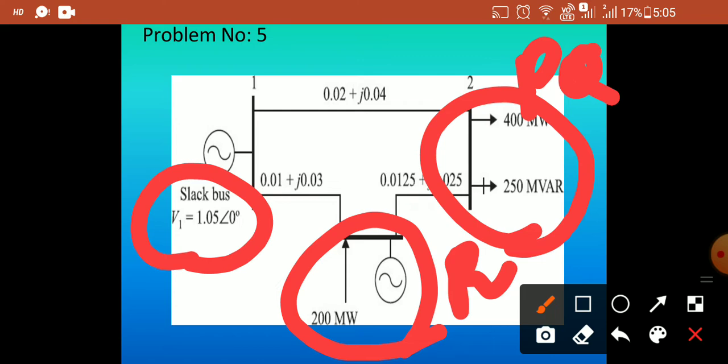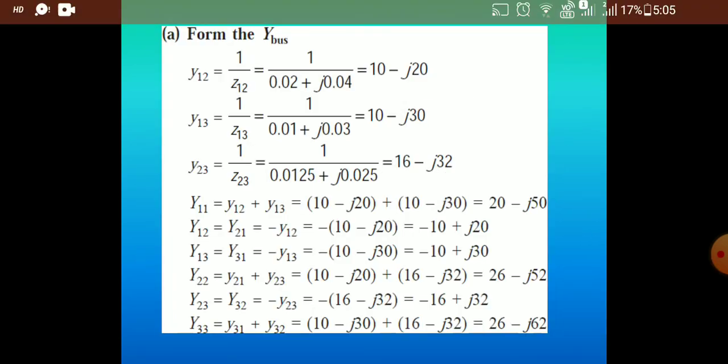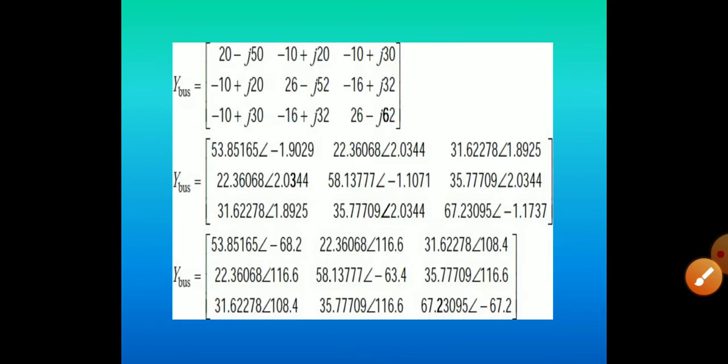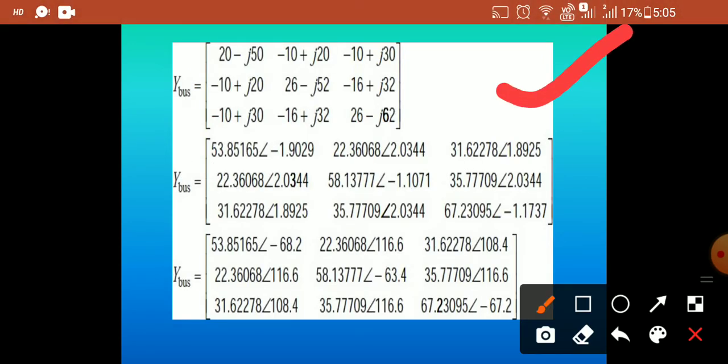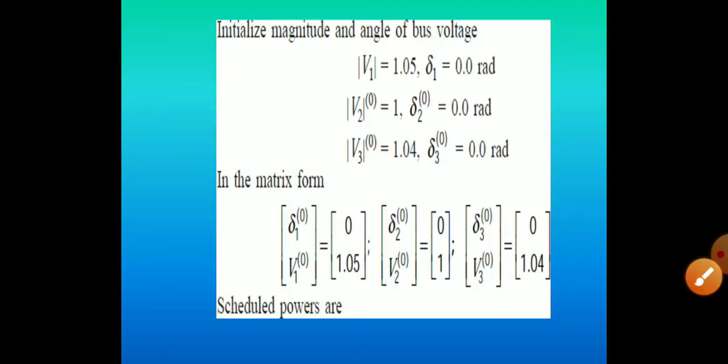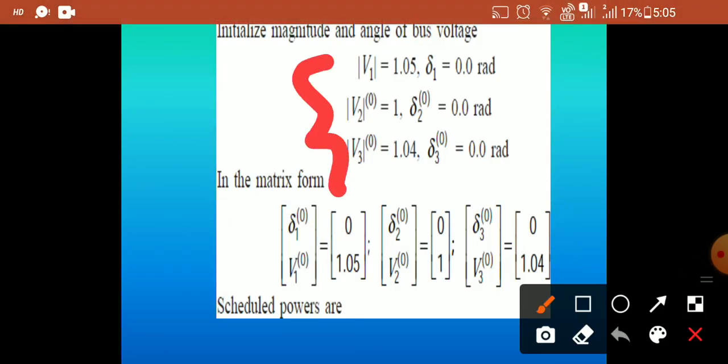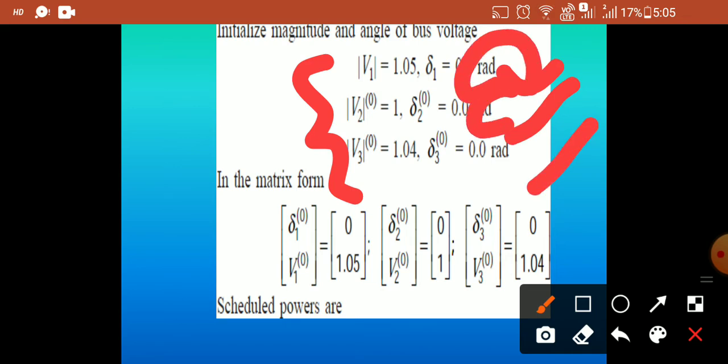First we have to read the system data, then we have to formulate the Y bus. So the Y bus is the first step. After formulating the Y bus, we have to write it in matrix format. This is the Y bus matrix. Then we have to initialize the voltage magnitude and phase angle. Radian is the unit for the phase angle. After initializing for each bus, we have to write it in matrix format.